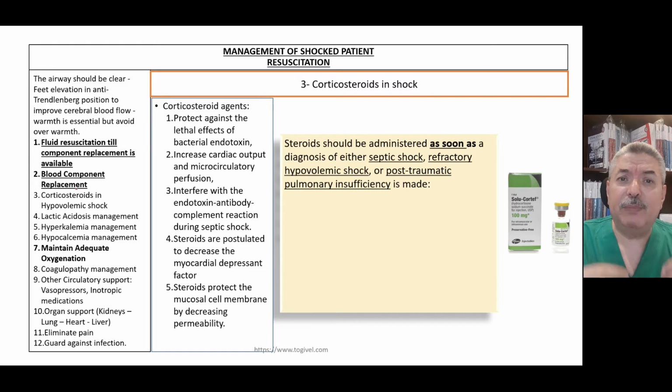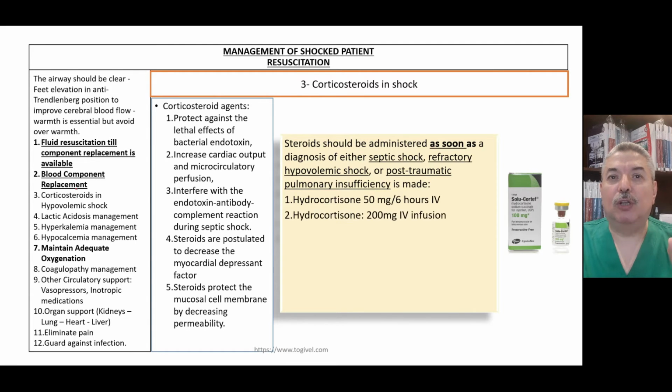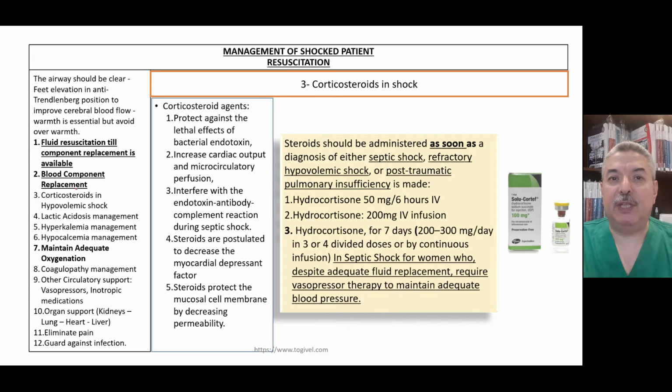So what I do, I'm telling you what I do, is that I give it early once there is tachycardia in order to help the patient maintain the perfusion through the mechanisms that we don't fully understand. And then if there is pulmonary insufficiency post-traumatic. That's why when you give them, it's better to continue for 24 hours, except in septic shock. In septic shock, you give it for 7 days.